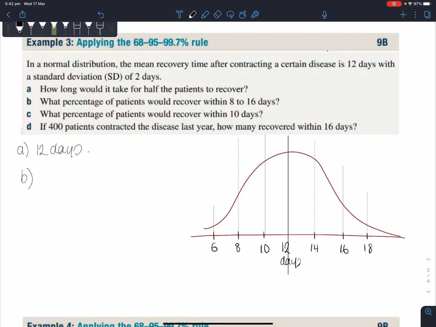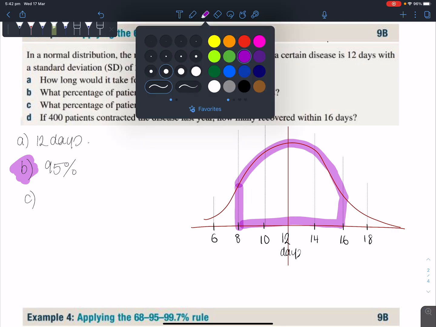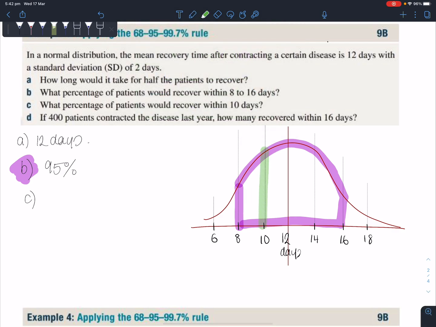Okay. What percentage of patients would recover within 8 to 16 days? So 8 to 16, that's from here to there. Okay, so B is that one. And that would be, that's 2 standard deviations, so 95%. C, what percentage of patients would recover within 10 days? So within 10 days, we're looking at this.